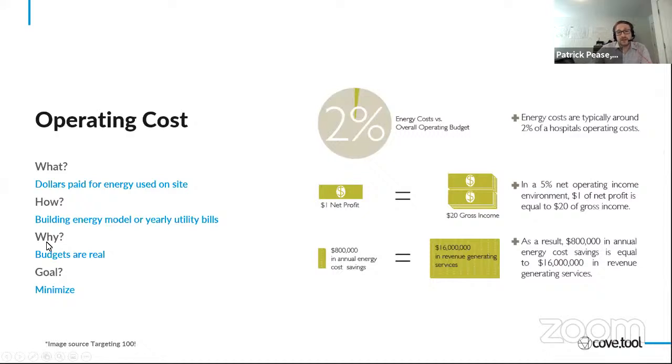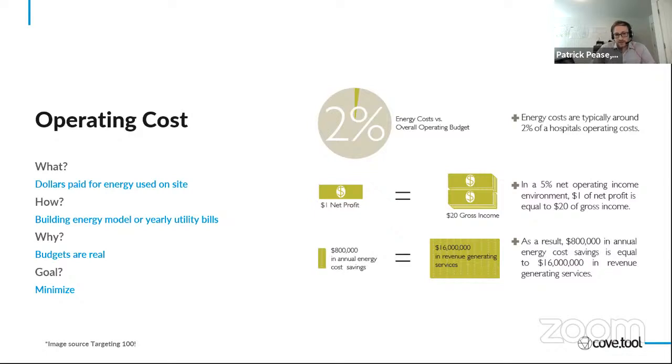The next one is operating cost. So operating cost is dollars paid for energy used on site every year. You would do it again through a building energy model, computer simulation. You could back calculate from your yearly utility bills, of course. And really, why is this important? It's because budgets are very, very much real, and perhaps more so in healthcare than anything else.